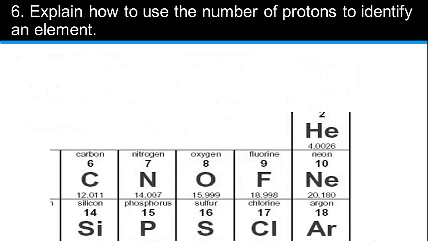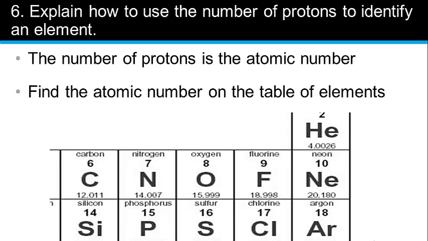Explain how to use the number of protons to identify an element. So the number of protons is the atomic number. So then if I just look up my atomic number on the table of elements, I can tell you what it is. So for example, if something has 8 protons, the atomic number is 8, I know that it must be oxygen.